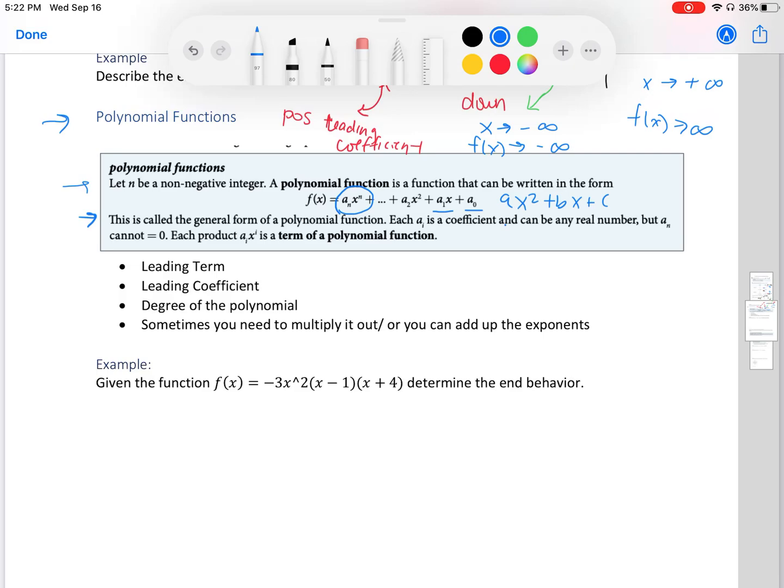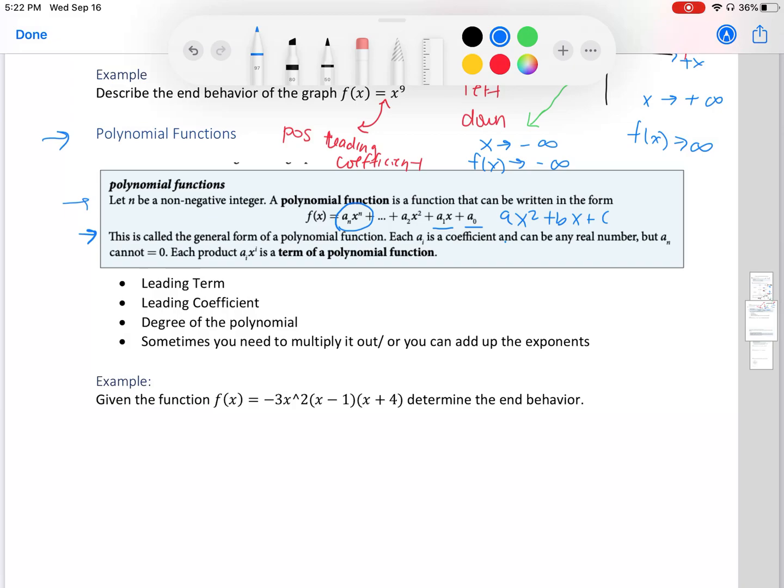Each a sub i is a coefficient that can be any real number, but a sub n cannot equal 0. Each product of a sub i and x to the i is a term of the polynomial function. So your leading term is always your first term. Along with that, we have a leading coefficient. So if your first term, it's that number.